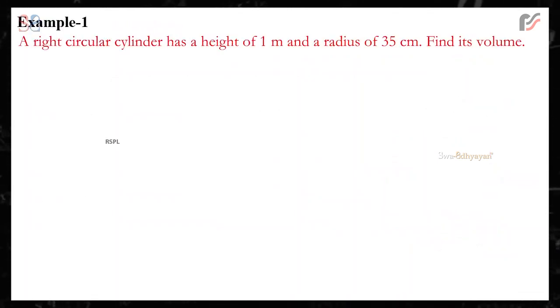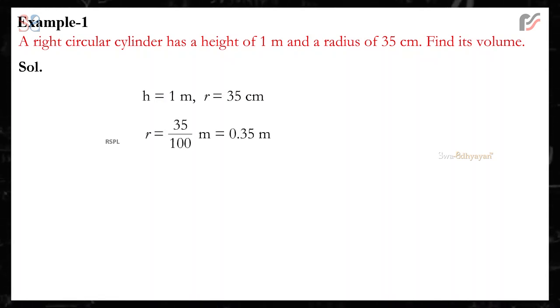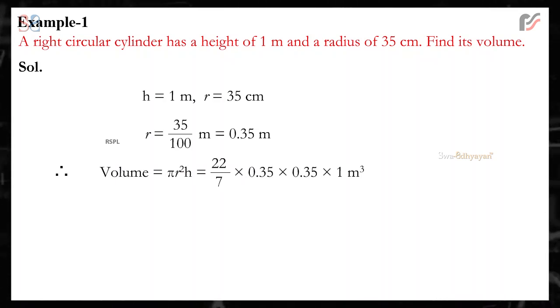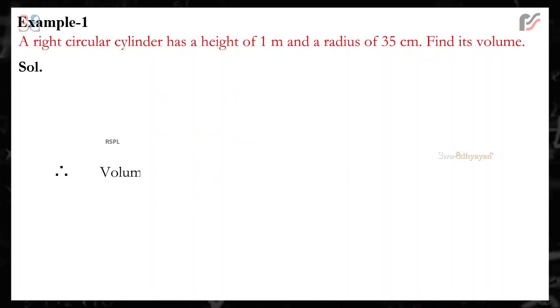Example 1. A right circular cylinder has a height of 1 meter and a radius of 35 cm. Find its volume. Solution. H is equal to 1 meter. R is equal to 35 cm. R is equal to 35 upon 100 meter is equal to 0.35 meter. Therefore, volume is equal to pi R square H is equal to 22 upon 7 into 0.35 into 0.35 into 1 cubic meter, which is equal to 0.385 cubic meter.